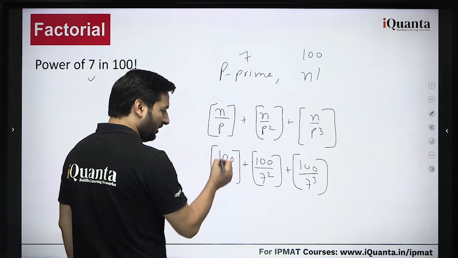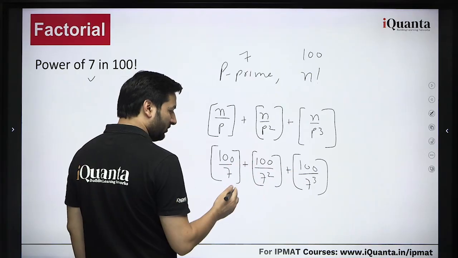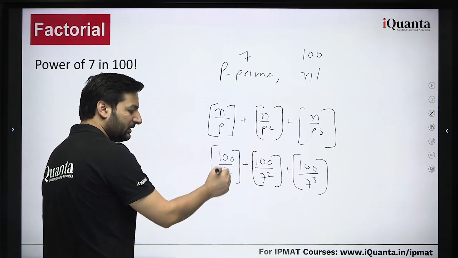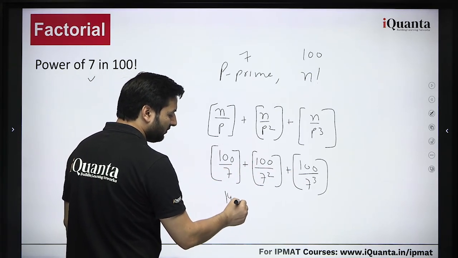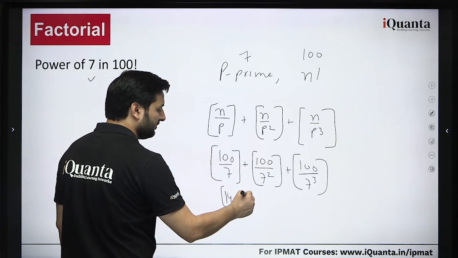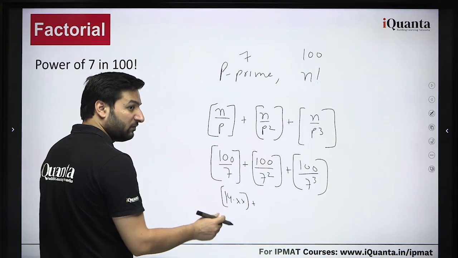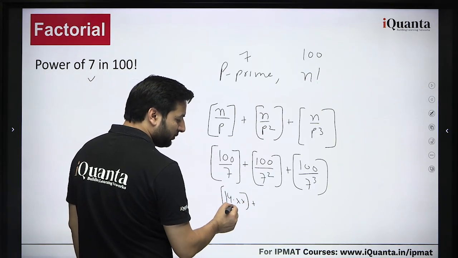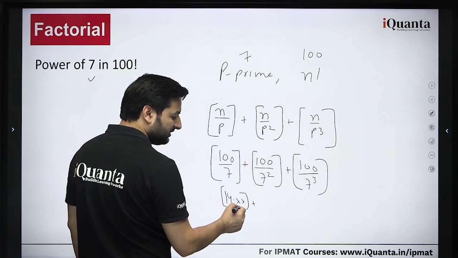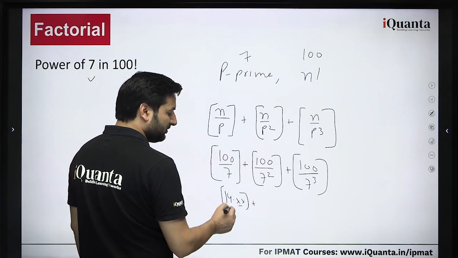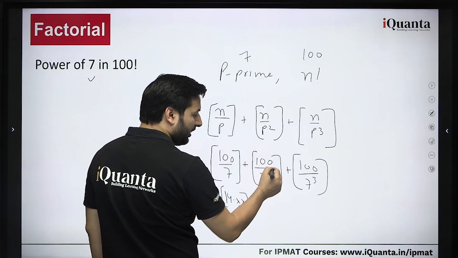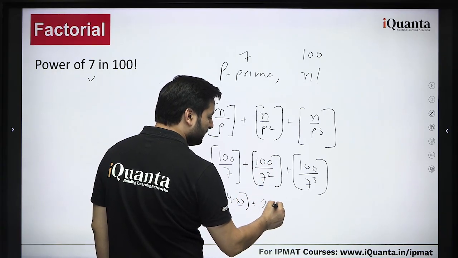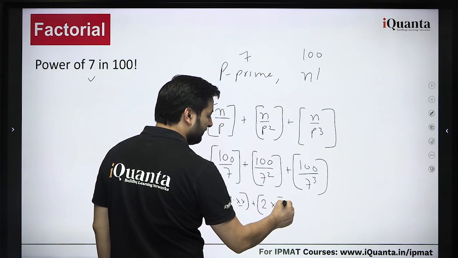So, if I do this part, 100 upon 7 will be 14 point something, isn't it? Its integer part, you do not have to round off, integer part only. What is the integer part of 14 point something? It is 14. The decimal is the fractional part, so we will just take 14 out of it. 100 upon 49 will be 2 point something, its integer part will be 2.